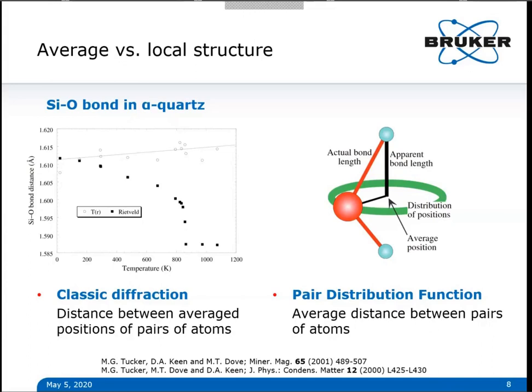The Rietveld analysis determines the silicon-oxygen bond lengths indirectly from the distance between the average position of the atoms. So for the oxygen, that's given by the green circle. But the average position of the oxygen, as determined by XRD, is in the center of that circle. PDF, on the other hand, gives the instantaneous atom pair distance and thus direct information on the local structure. So you see the difference in the apparent bond length in black, which is quite short, and the actual bond length in red that we can access with PDF.